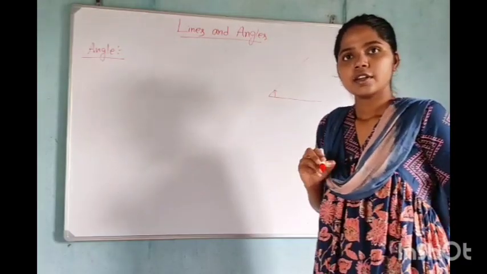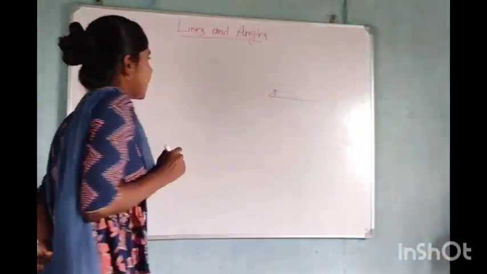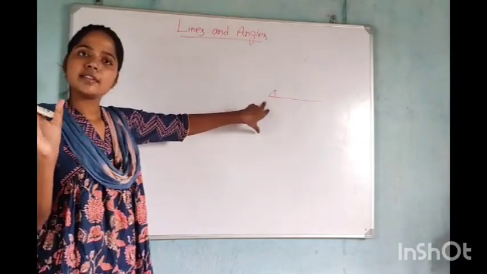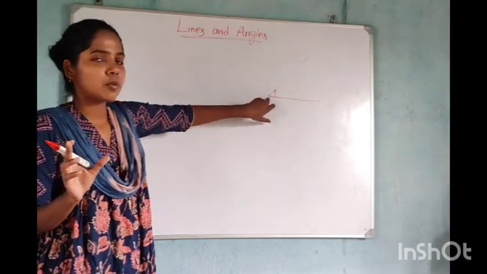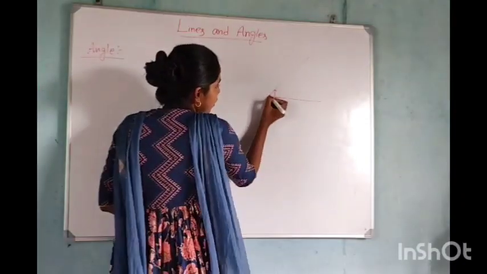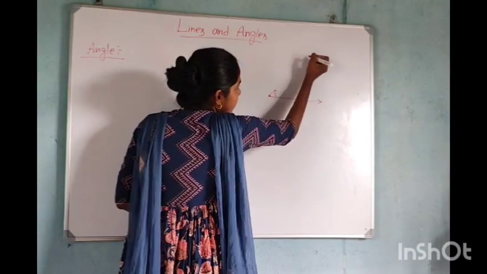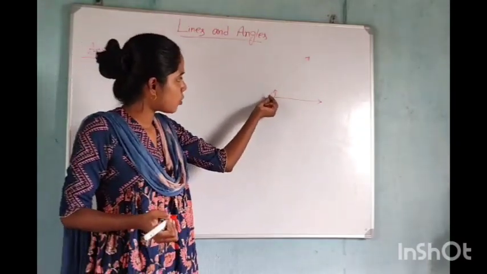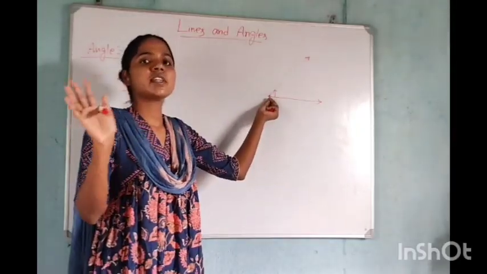Okay. So how do we define it mathematically? Mathematically we can define that there are two rays which have a common point. This is a common point from where two rays are going, like this. Two rays which have a common point can form an angle. This is the definition of an angle.